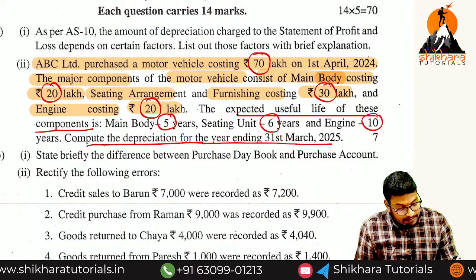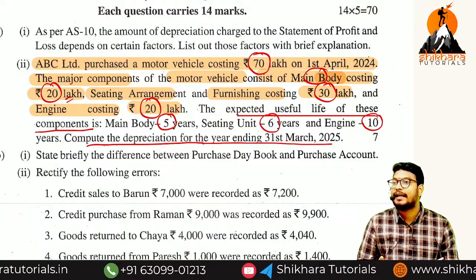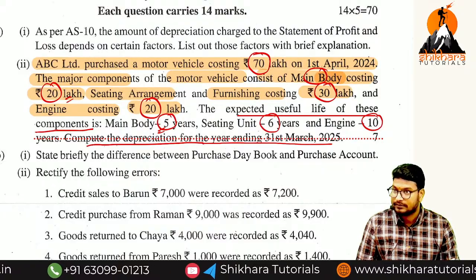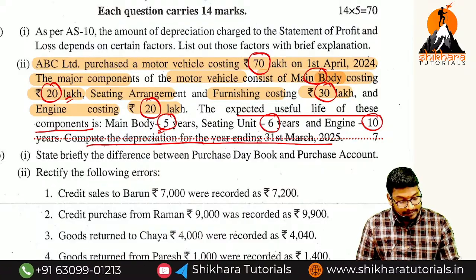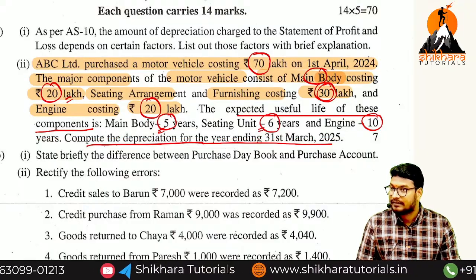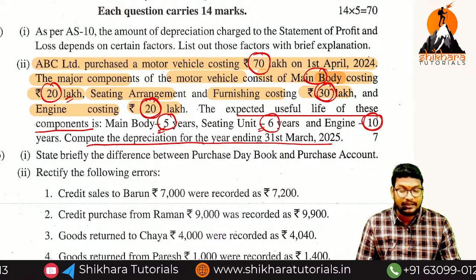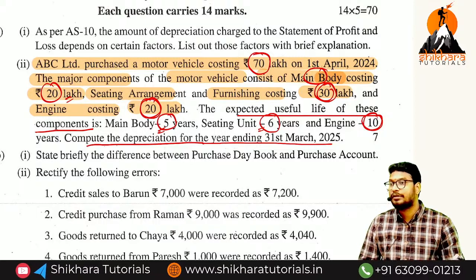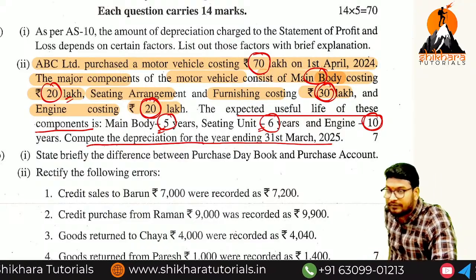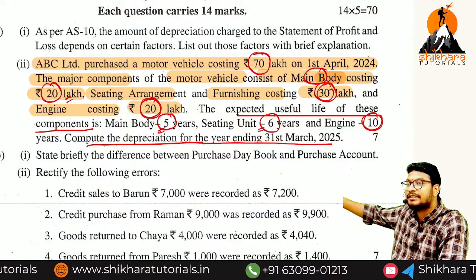What is the depreciation for the main body? 20 lakhs. Scrap value given or not given? Not given. So 20 lakhs minus 0, divided by the life, 5. Plus, again, 30 lakhs minus 0 divided by 6. Plus, the third one, 20 lakhs minus 0 divided by 10. The total we are going to get. If nothing is mentioned, which method? SLM method. If it is WDV, they must give the percentage.